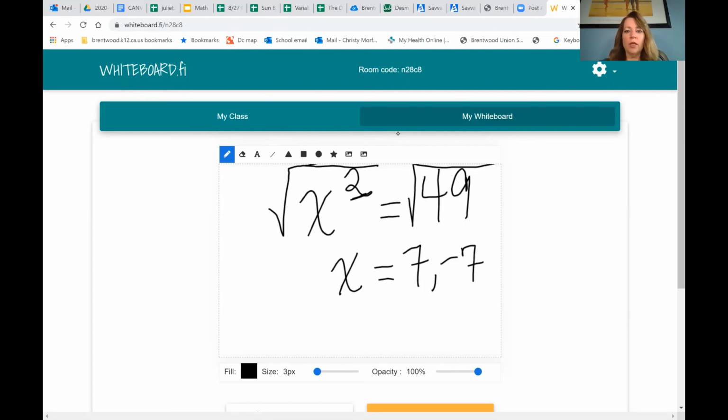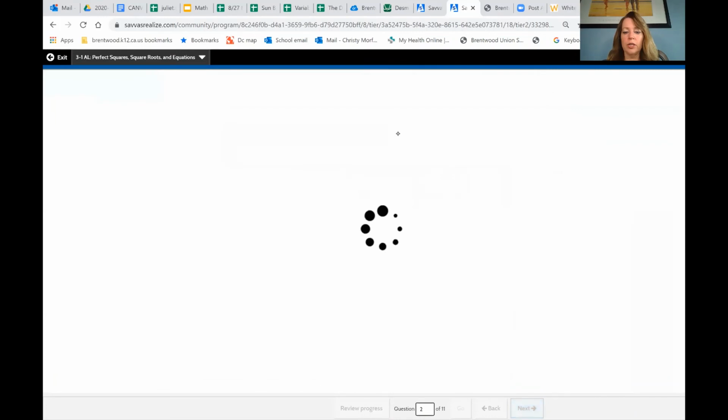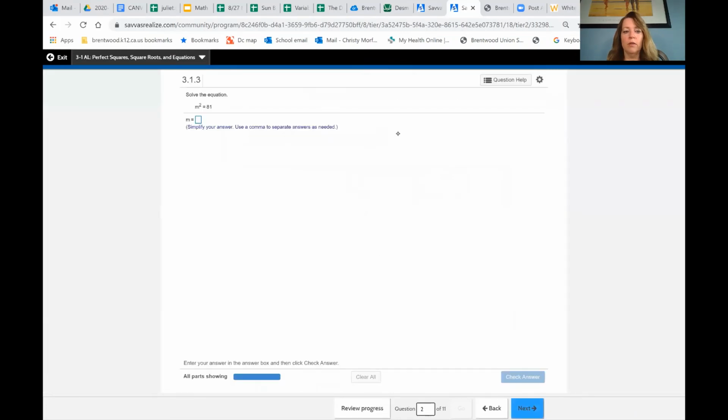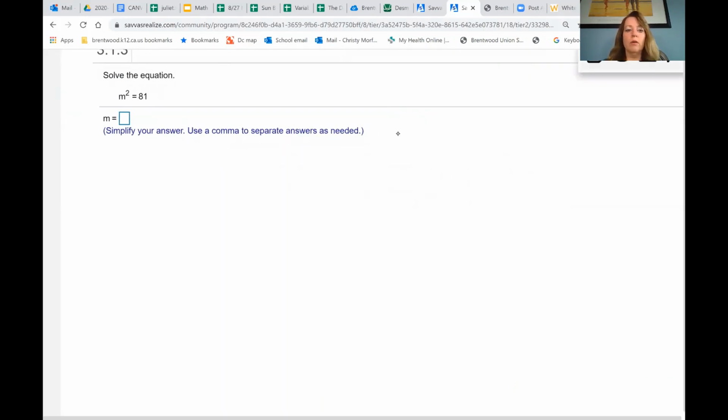And I'll show you right here. Let me hit next and actually get to one. There's one right there. Let me make this bigger. It'll show you right here, use a comma. Let me get my pen working. Use a comma to separate answers. So if you're confused about when you need to put 2 answers, look for that. If it says use a comma, it wants 2 answers.